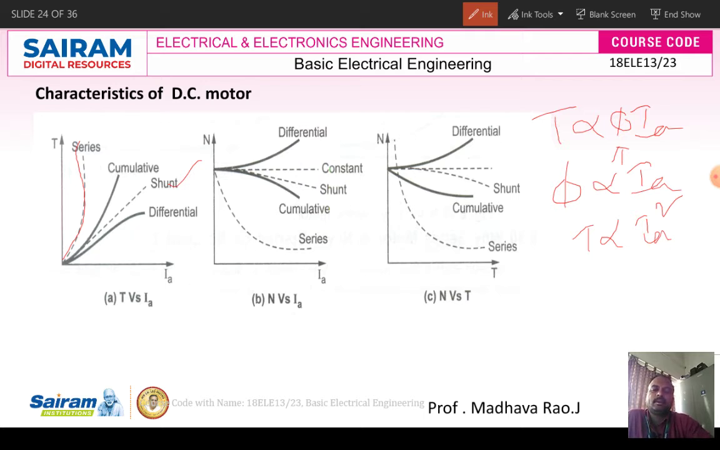Next, cumulatively compound and differential compound motors act between the series and shunt motor. You can see the torque versus Ia characteristics in this diagram.